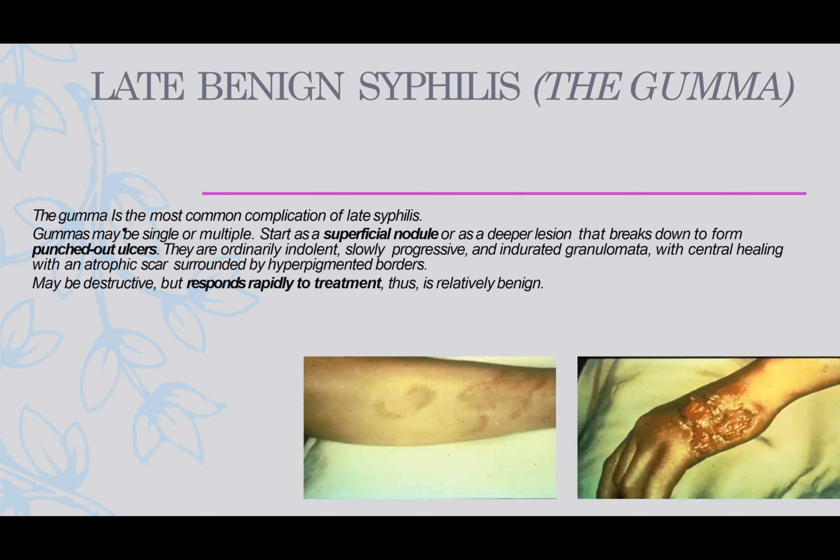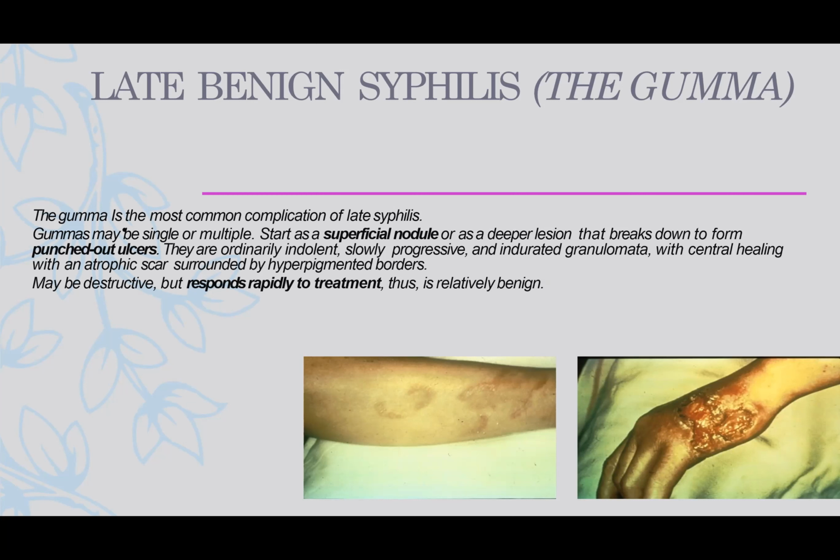Late benign syphilis, the gumma. The gumma is the most common complication of late syphilis. Gummas may be single or multiple, start as a superficial nodule or as a deeper lesion that breaks down to form punched out ulcers. They are ordinarily indolent, slowly progressive, and indurated granulomata with central healing with an atrophic scar surrounded by hyperpigmented borders. May be destructive but responds rapidly to treatment. Thus, it is relatively benign.